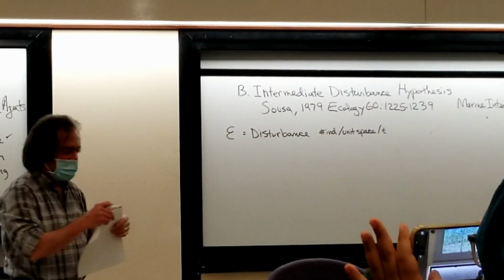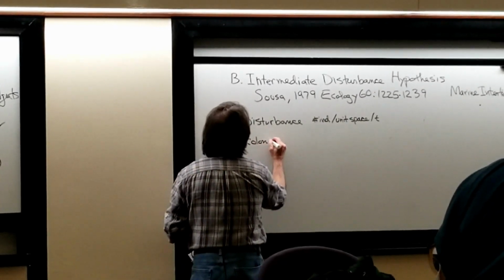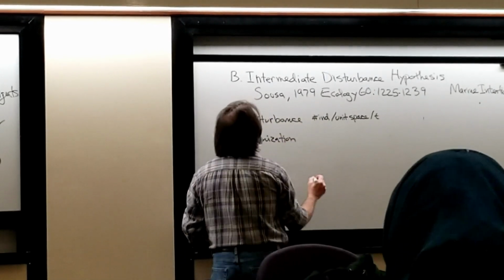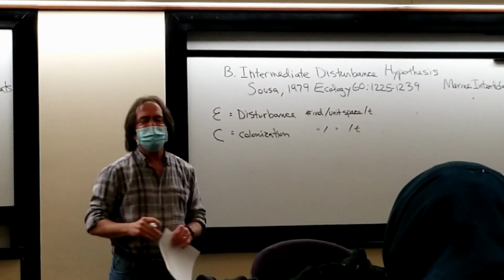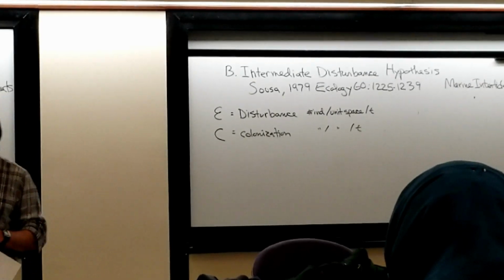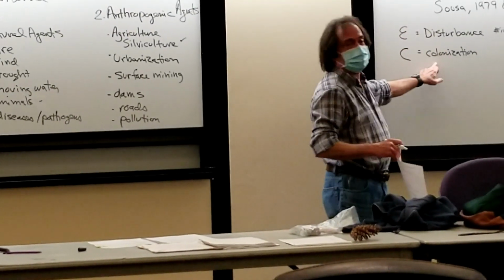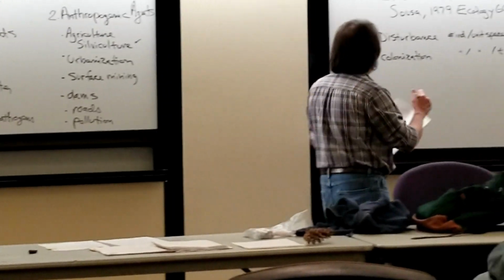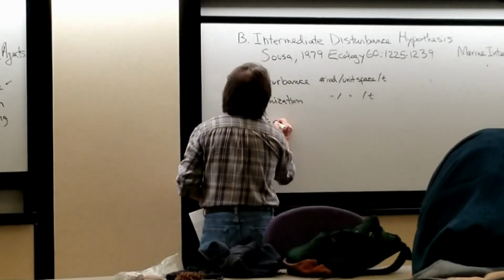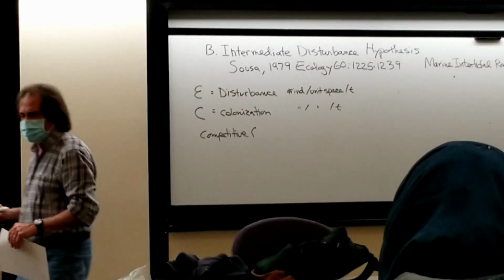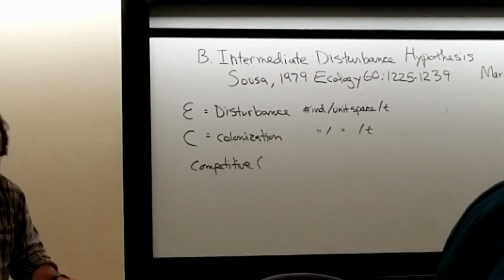So that's a rate. There's also a colonization rate, C. And that's also number of individuals per unit space per time. That's the rate at which each species can colonize the rock. So here's the rate at which they get torn off the rock. Here's the rate at which they can attach themselves to the rock. And the only other thing is competitive dominance. And that is which species are able to displace which other species from the rock.